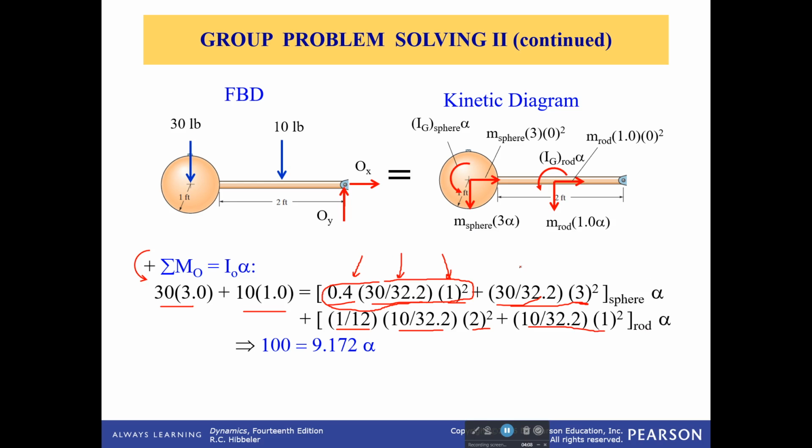So there's a lot of writing there, a lot of work, but it's just taking the mass moment of inertia of this and the mass moment of inertia of that, adding it all together and multiplying it by the angular acceleration. So with that, we can solve for the angular acceleration, and it comes out to be 10.9 radians per second squared. And then our reaction force in the y direction, or the tangential direction, if you want to call it that, is going to be 6.14 pounds.